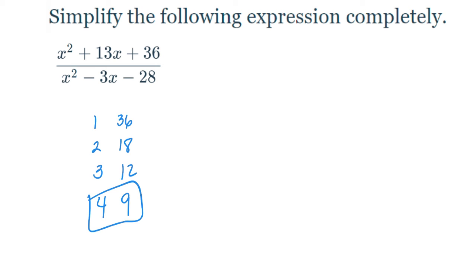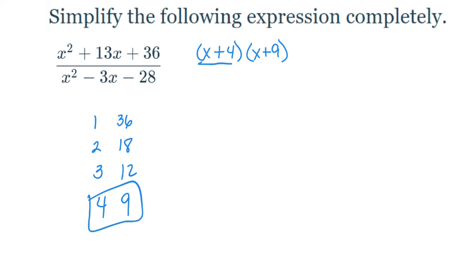Now I'll give you a hint on these as well. The factors that work in the top are likely going to be factors that are in the bottom. That is not a math rule, but if they don't match, then what we'll end up with is a question that cannot be simplified. And we don't see that very often. So this would be x plus 4 times x plus 9.